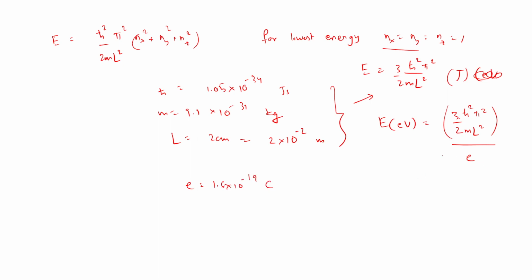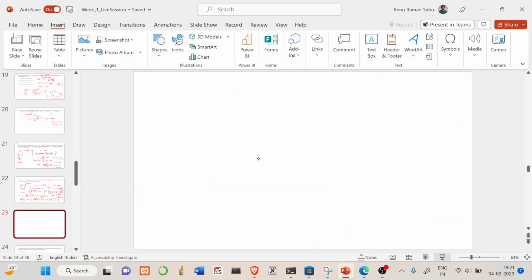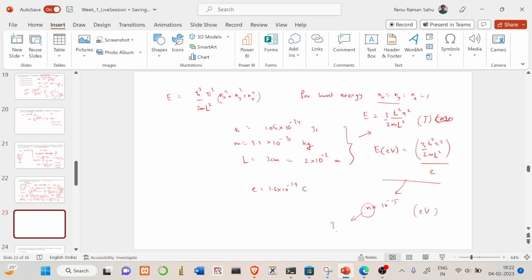So when you calculate this number, you will have the energy in electron volt, and you can find out the factor which is multiplying. So this is what you have to do for this particular problem in electron volt. Now let us go to the next question.